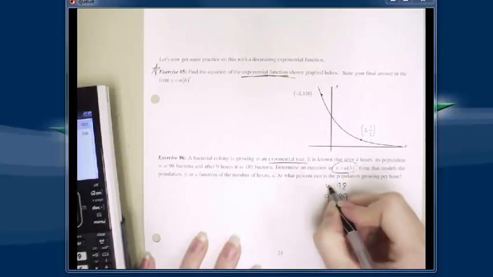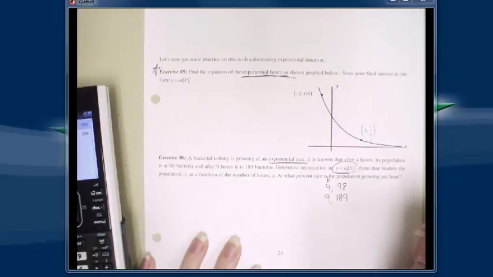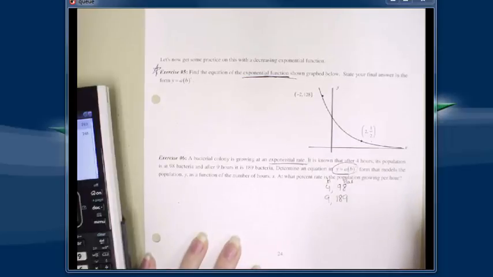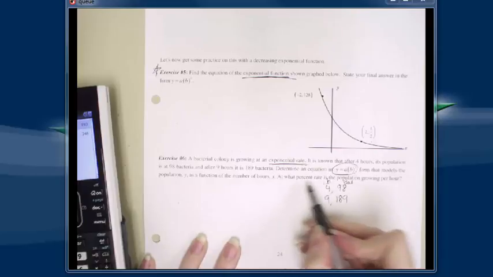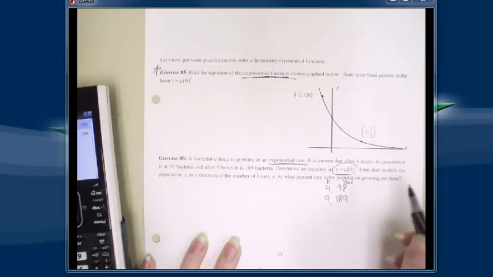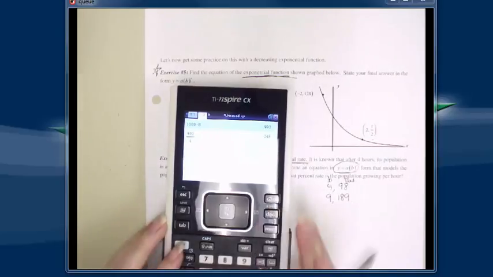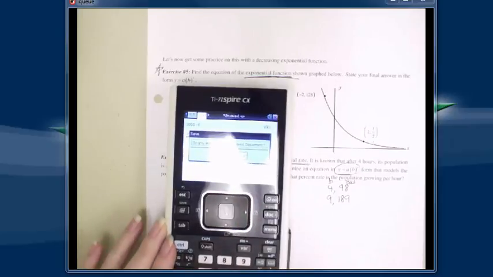You want to look at first time, our hours is the x. The amount of bacteria is our y. So we're going to first determine the function and the percent rate that the population is growing per hour. So first, run the regression. One more time, guys. And again, you can be moving ahead here on me if you've already run your regression.